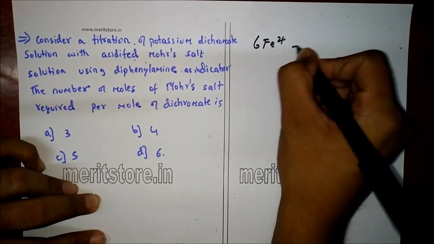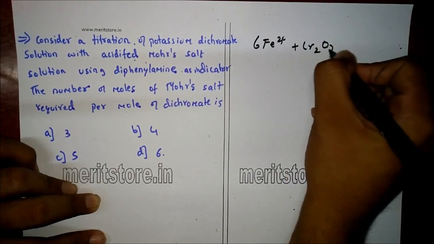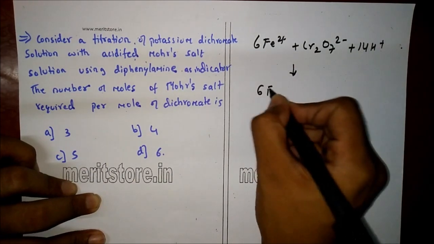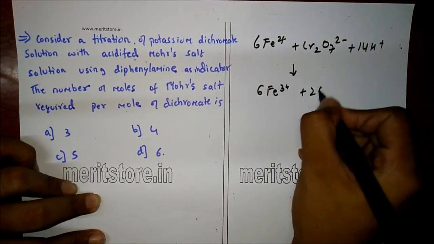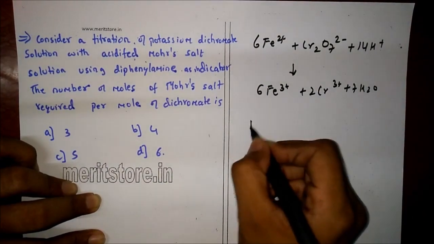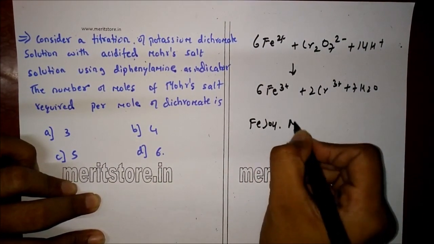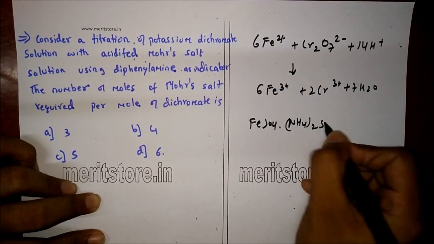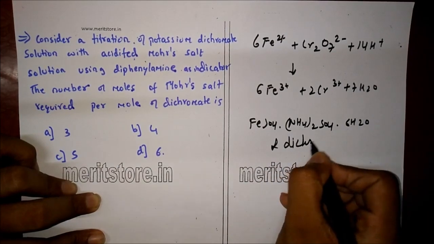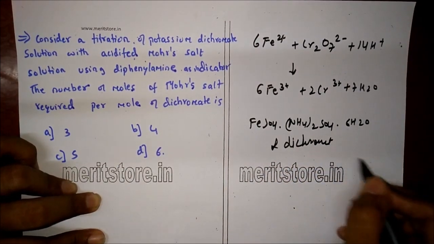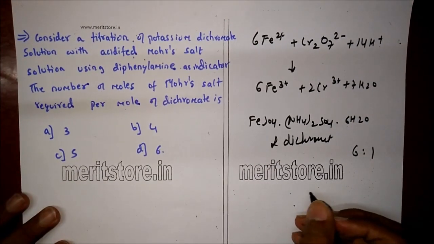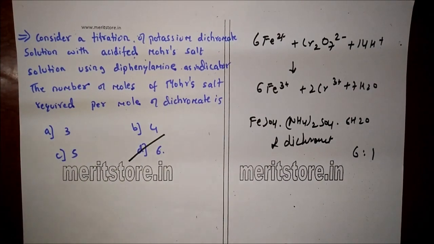6 Fe2+ plus Cr2O7 2- plus 14 H+ gives 6 Fe3+ plus 2 Cr3+ plus 7 H2O. Now here the Mohr's salt, which is FeSO4·(NH4)2SO4·6H2O, and dichromate react in the molar ratio of 6:1 as given in the equation. Therefore here the correct answer will be option D, 6:1.